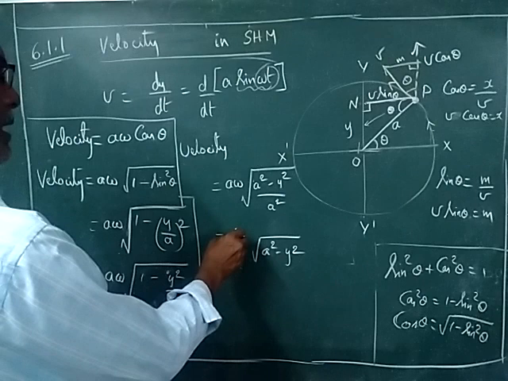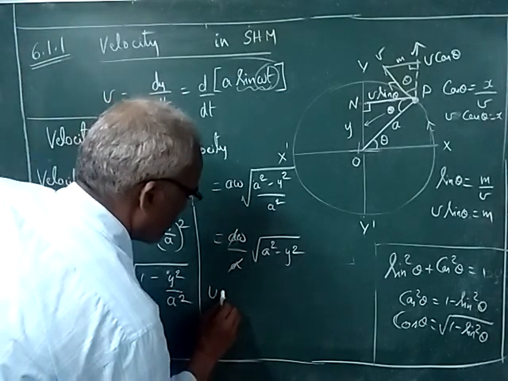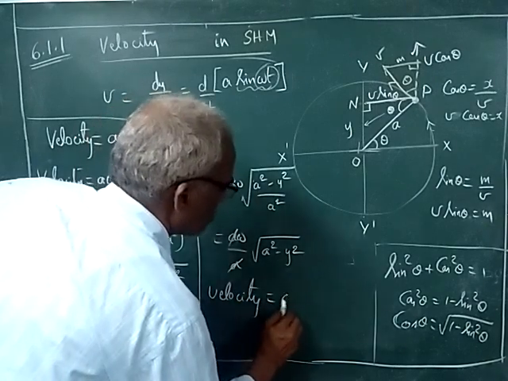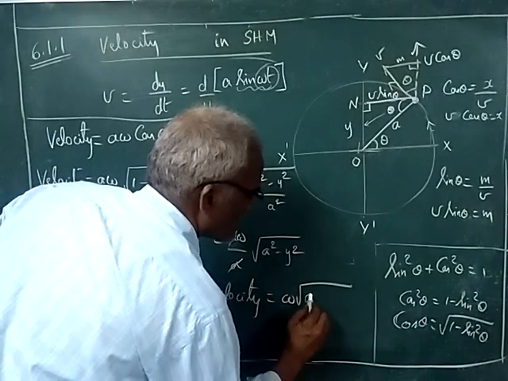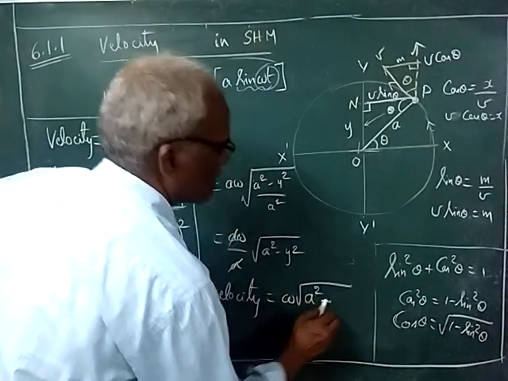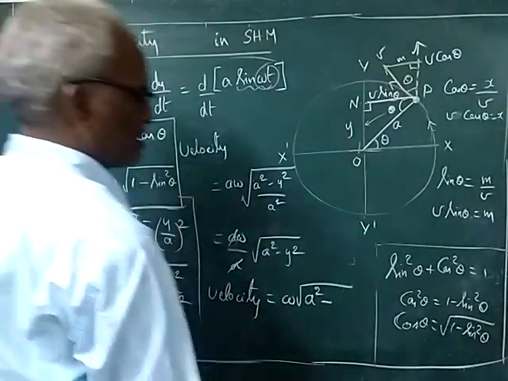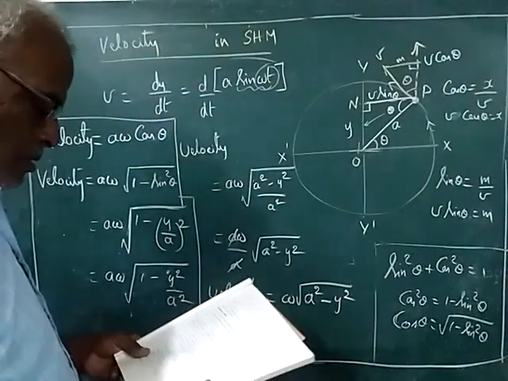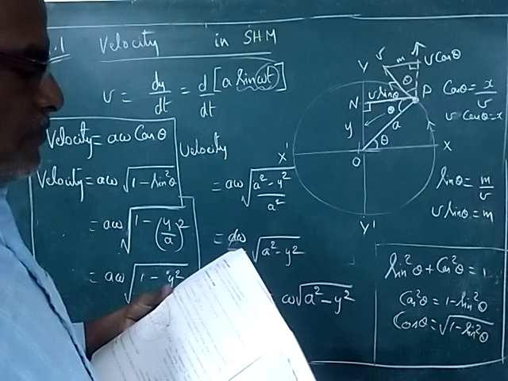Now this a and a gets cancelled. Therefore velocity is equal to omega square root of a square, a is nothing but the radius, minus y square, y is the vertical displacement along the y dash. Okay, now this is the final answer for velocity.